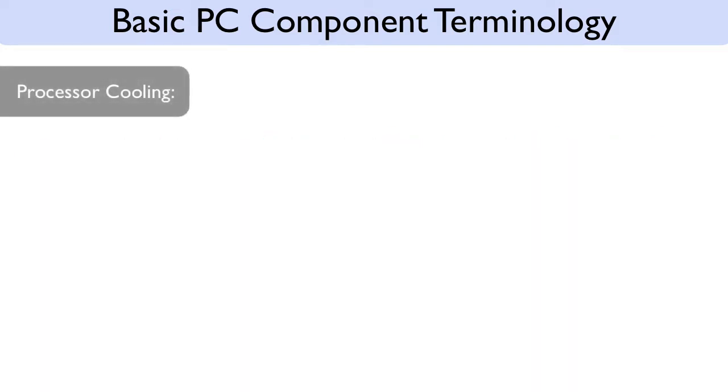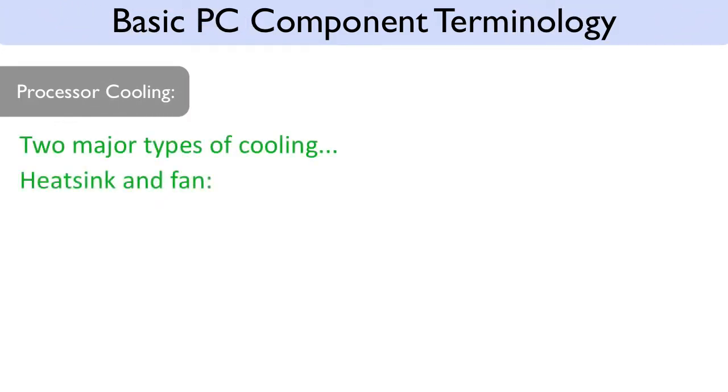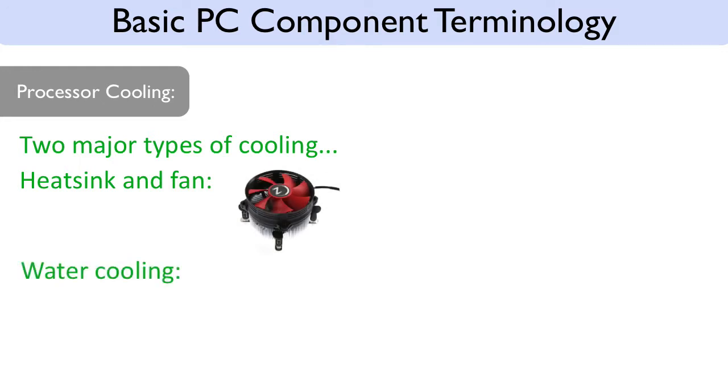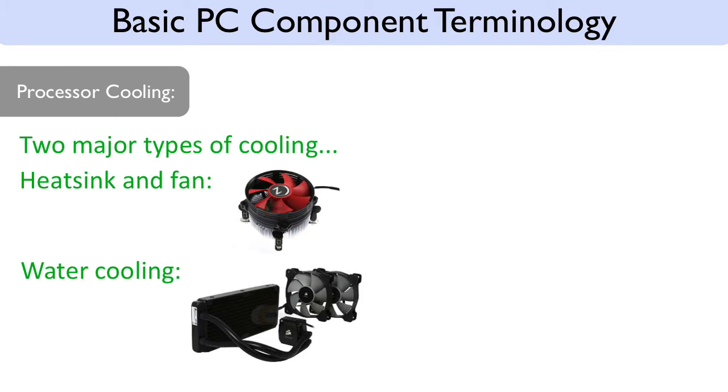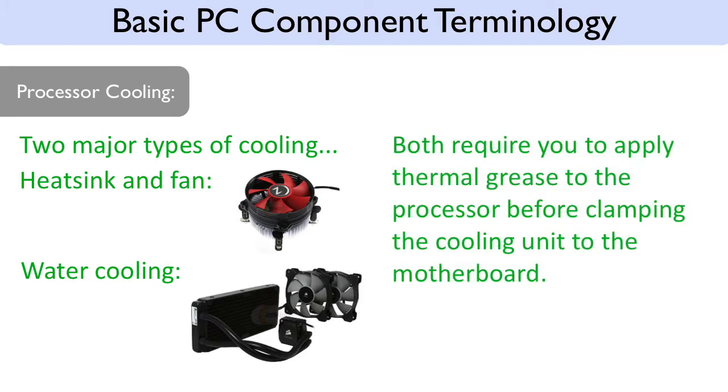So on to processor cooling. There are two primary ways to cool a processor. Both involve attaching something to the motherboard that holds the cooling unit to the processor, and both involve using thermal grease between the cooling unit and the CPU to be sure the heat is transferred completely.